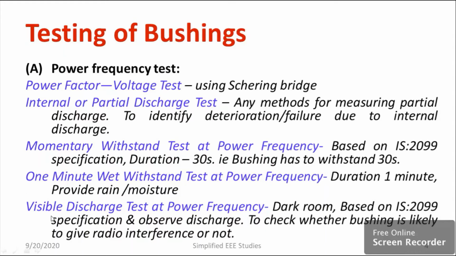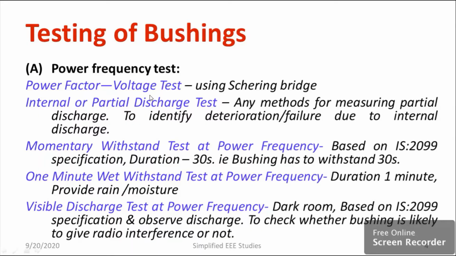Now I would like to discuss the visible discharge test at power frequency. Normally this test is conducted in a dark room. This is based on the IS 2099 specification. We have to check whether any discharge is happening. In case any discharge is happening, definitely you have to reject that material. That means checking whether the bushing is likely to give any radio interference or not. That is also one of the importances of this test. So this is conducted in a dark and closed room. If a given test piece is healthy, no discharge should be found. This also gives information regarding EMI issues, electromagnetic interference. So these are the various tests that come under power frequency tests.